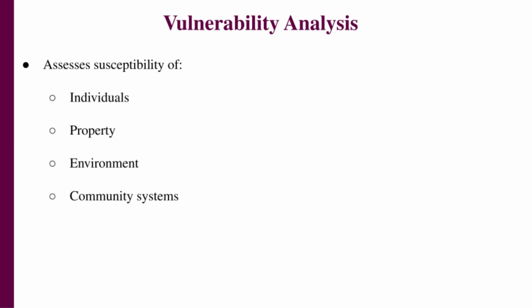This analysis covers four critical areas: individuals, such as health status or socioeconomic status; property, such as building age or construction materials; the environment, such as fragile ecosystems or protected areas; and key social structures like communities and schools. The goal is to move beyond the physical threat and understand who or what is most likely to suffer harm.